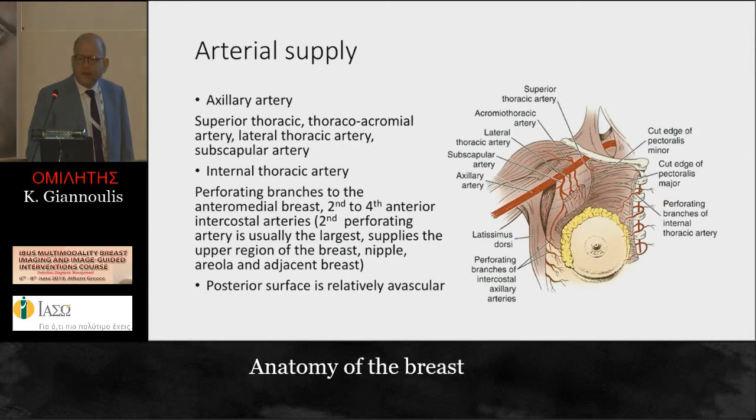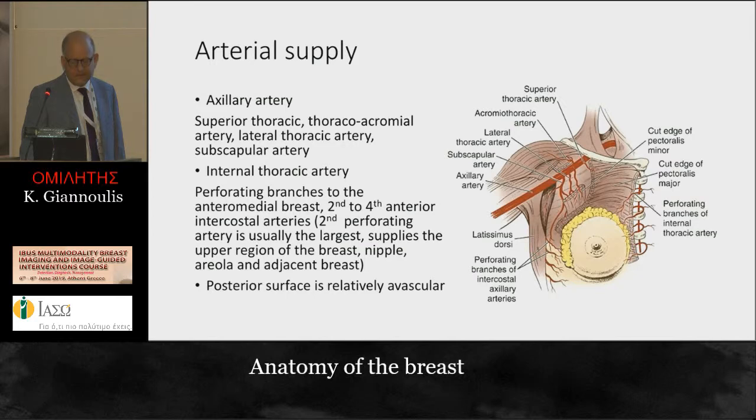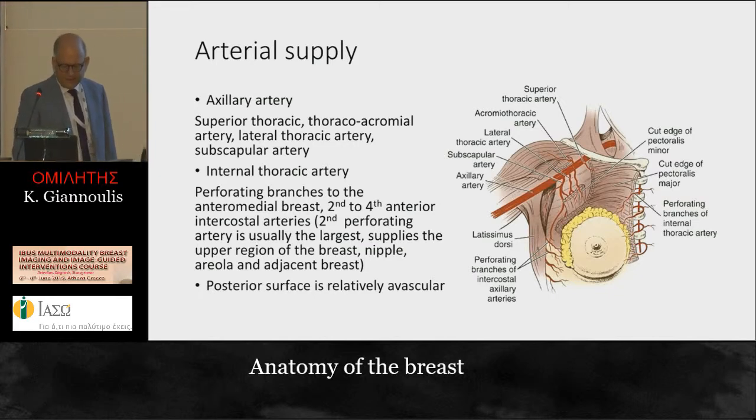The arterial supply of the breast derives mainly from the axillary artery and the internal thoracic artery, via perforating branches to the anteromedial breast. These arise from the second to the fourth anterior intercostal arteries, and especially the second is the largest and supplies the upper part of the breast, the area of the nipple, and the surrounding tissues. The posterior aspect of the breast is relatively avascular.